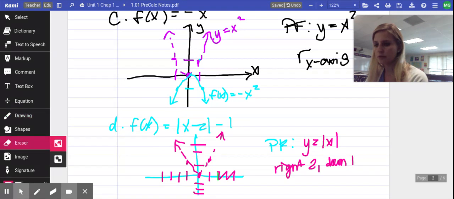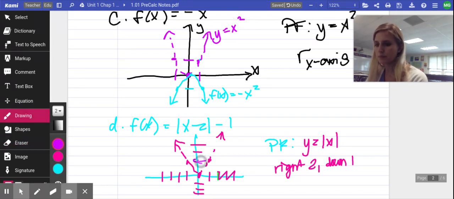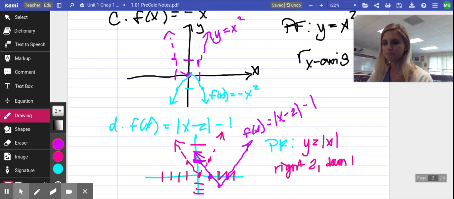Oh, this one's off a little bit. Let me just move that line up. So we take this, we go right 2 and down 1. Here we're going to go right 2 and down 1. This one's going to go right 2 and down 1. Use a straight edge. Nice V-shaped curve. Absolute value of x minus 2 minus 1.